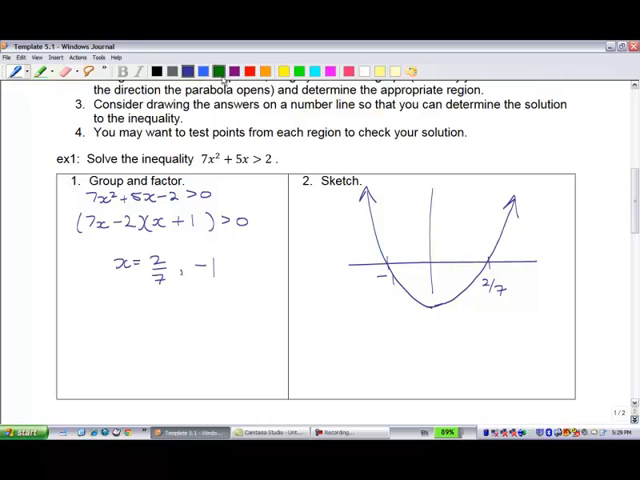Now, if we want to determine the region here, I want the parabola, which is 7x squared plus 5x minus 2, to be greater than 0. So where is it greater than 0? Where is it above the 0 line, which is the x-axis? It's the region defined there, the region outside of the negative 1 and outside of the 2/7.